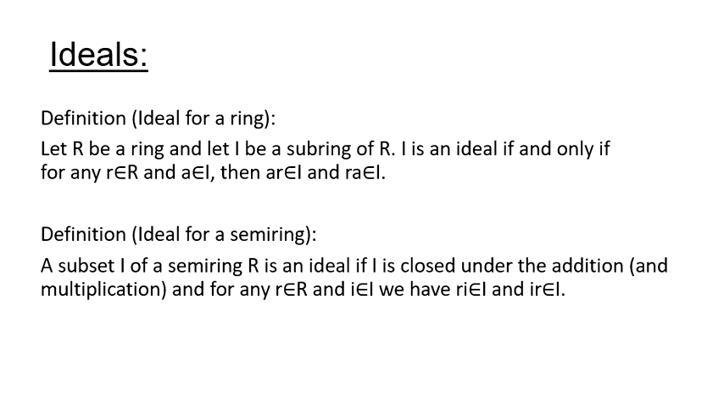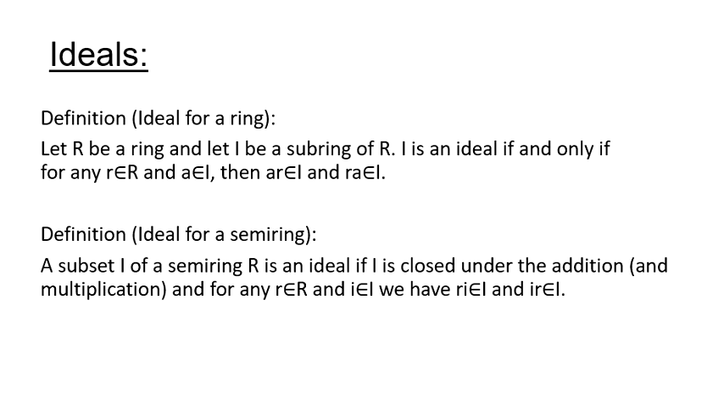Ideals. An ideal for a ring is defined such that R is a ring and I is a subring of R. I is an ideal of R if and only if for any r an element of R and a an element of I, then ar is an element of I and ra is an element of I.